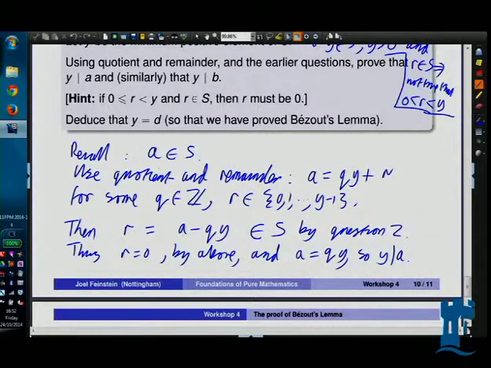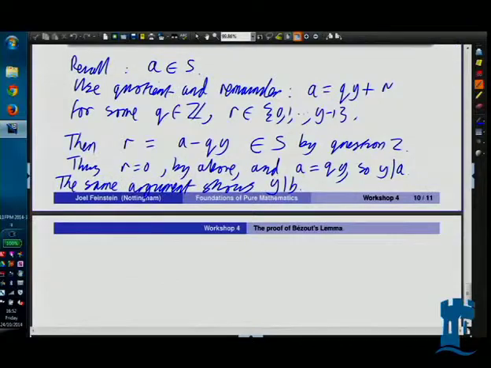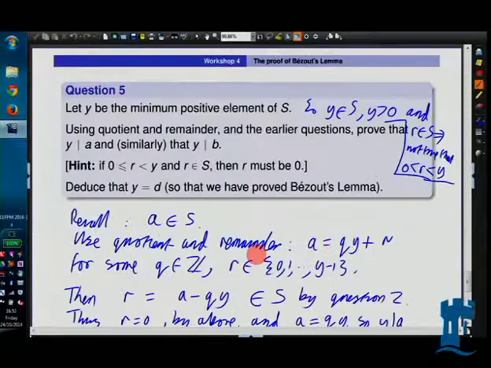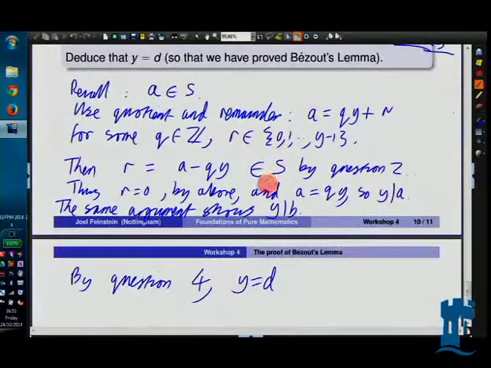But it's completely symmetrical between A and B. You just do the same argument, which shows that Y divides B. So now Y is greater than 0, and Y is a common factor of A and B. So by question 4, Y equals D. Anything in S that's a common factor of A and B and is positive is equal to D. So Y equals D. If you go right back to the beginning, Y is the minimum positive element of S, and now we've shown that Y equals D.